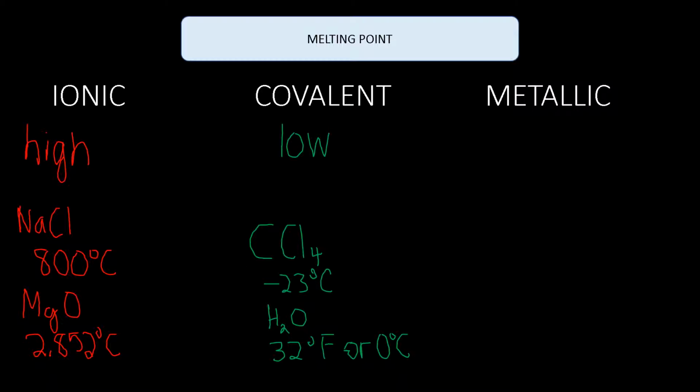And lastly, we have metallic bonds, which have high melting points. An example of this would be aluminum. The melting point is 660 degrees Celsius. Or we could also talk about copper, which has a melting point of 1,084 degrees Celsius.